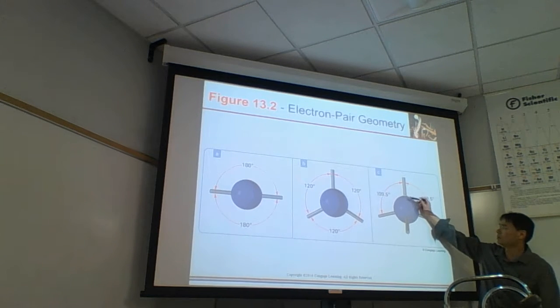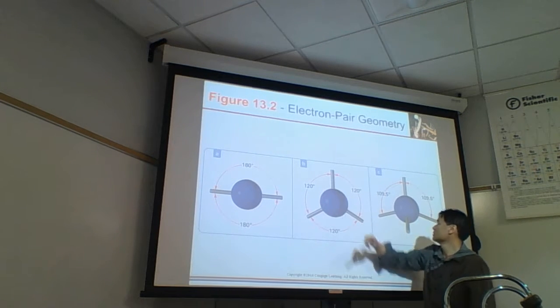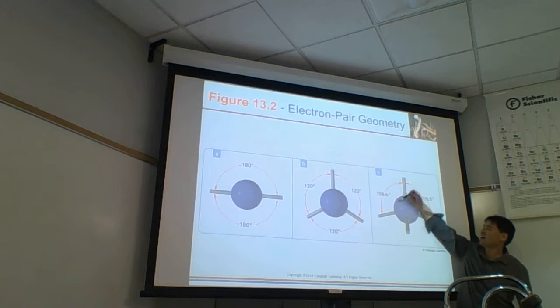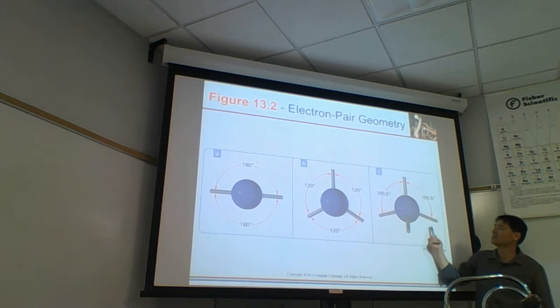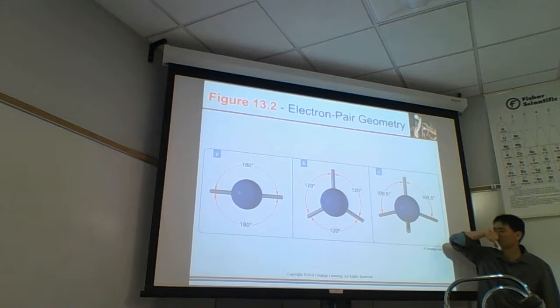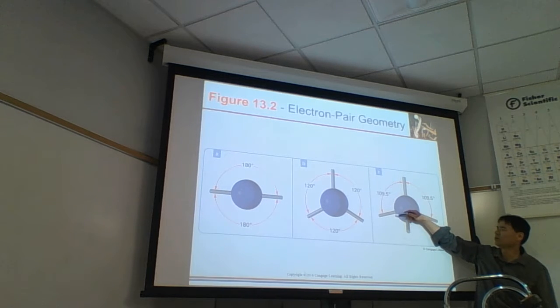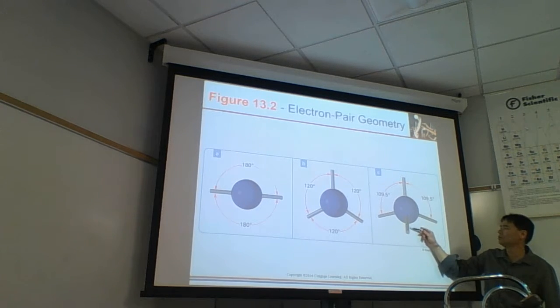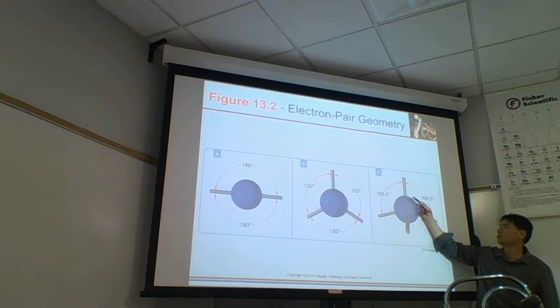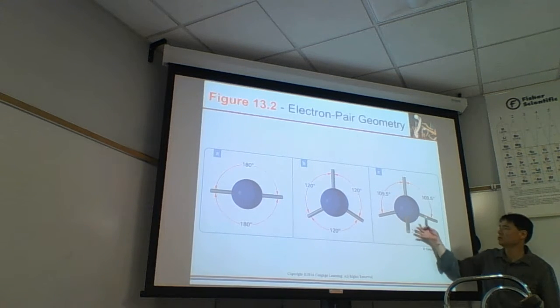Now, if we have a fourth group, then the fourth group we put maybe on the top, which pushes these three down. It's going to push them down evenly. It turns out this has what we call tetrahedral geometry, or tetrahedral EPG, electron pair geometry. In the tetrahedral EPG, all the angles are 109.5. No matter what two sticks you choose, like for example this stick and this stick, that angle is 109.5. And so it has a ball-shaped symmetry, spherical symmetry.